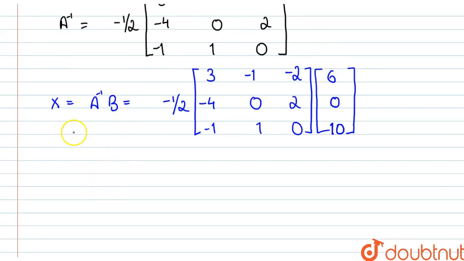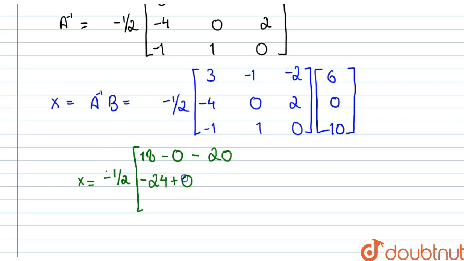So now on multiplication, we'll have our x as minus 1 by 2 will remain outside, and inside the matrix we'll have 3 into 6, 18, minus 1 into 0, minus 0, minus 2 into 10, minus 20. Now we have minus 4 into 6, minus 24, plus 0 into 0, so plus 0, and 2 into 10, so plus 20. Now minus 1 into 6, minus 6, 1 into 0, 0, so plus 0, and 0 into 10, so plus 0 again.